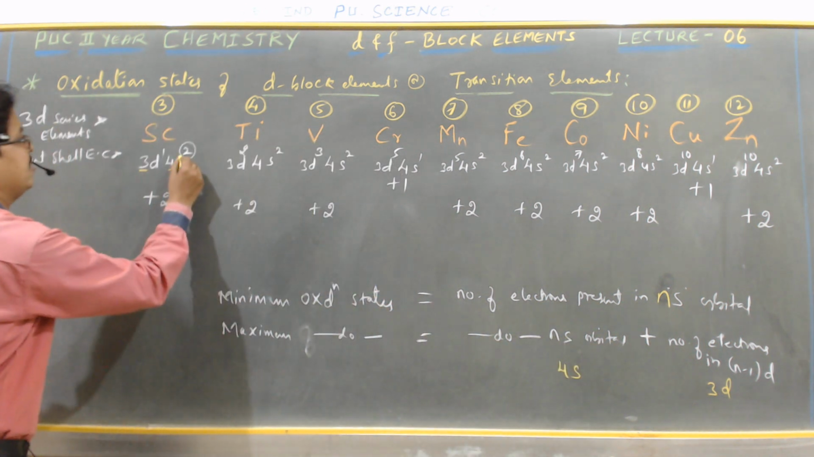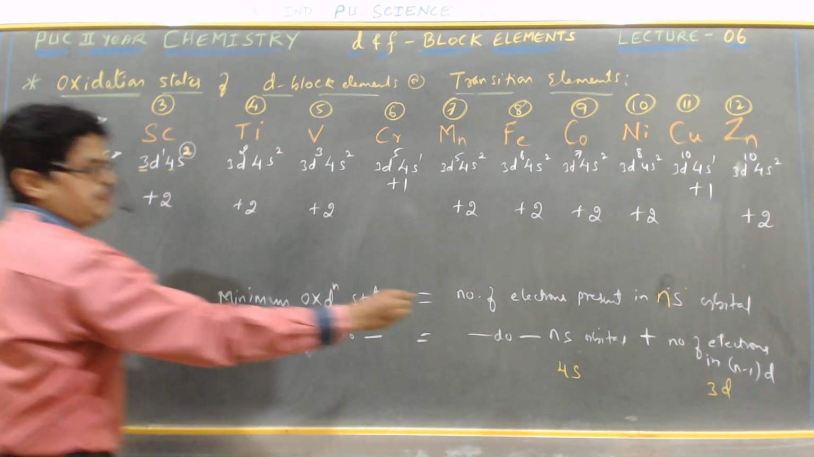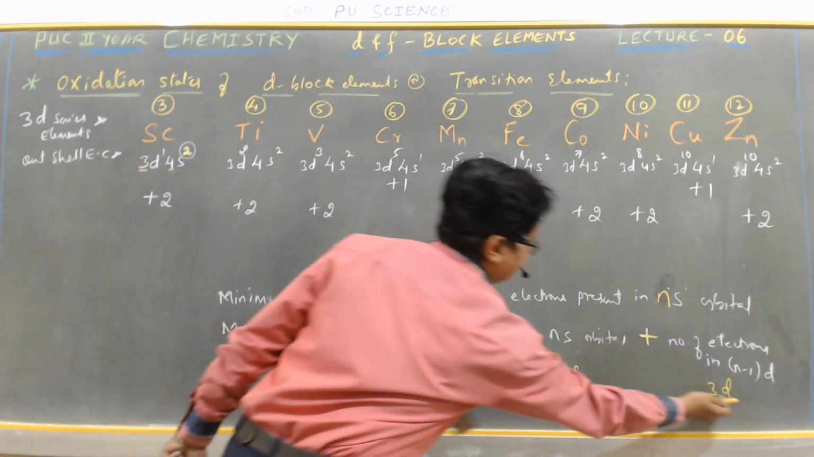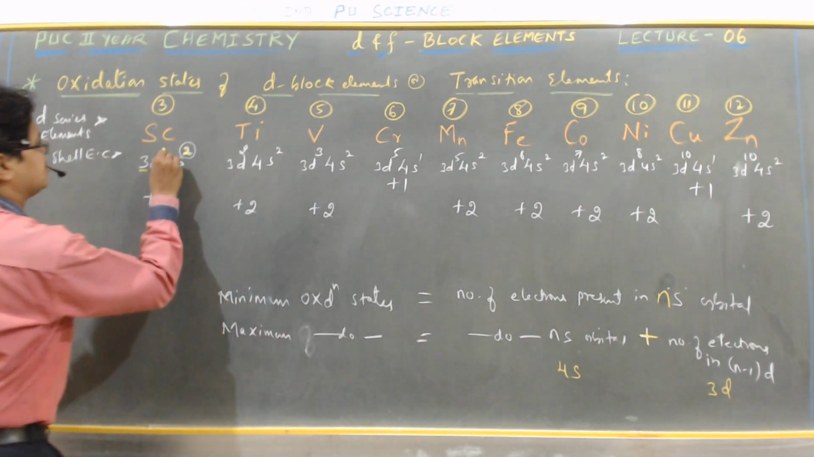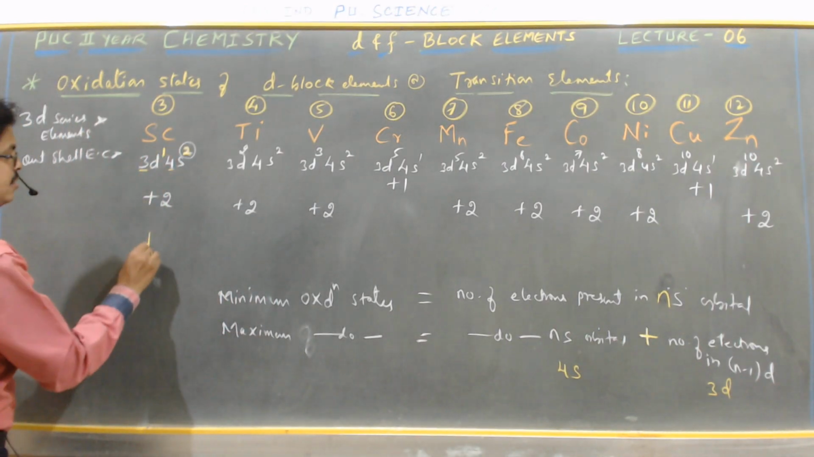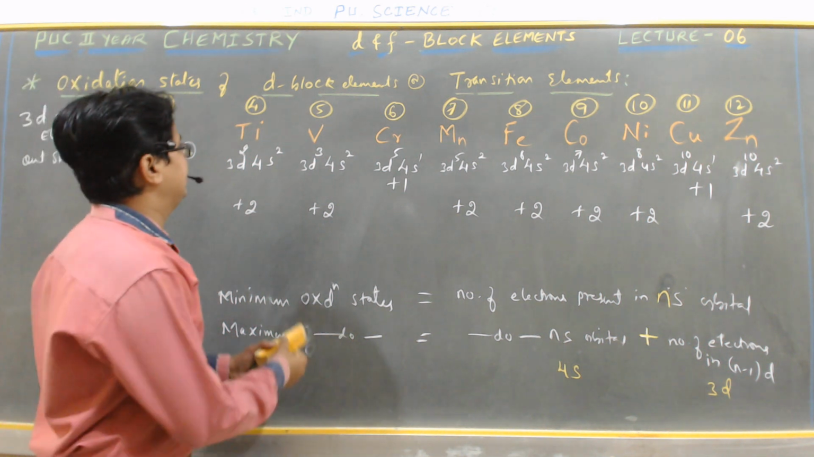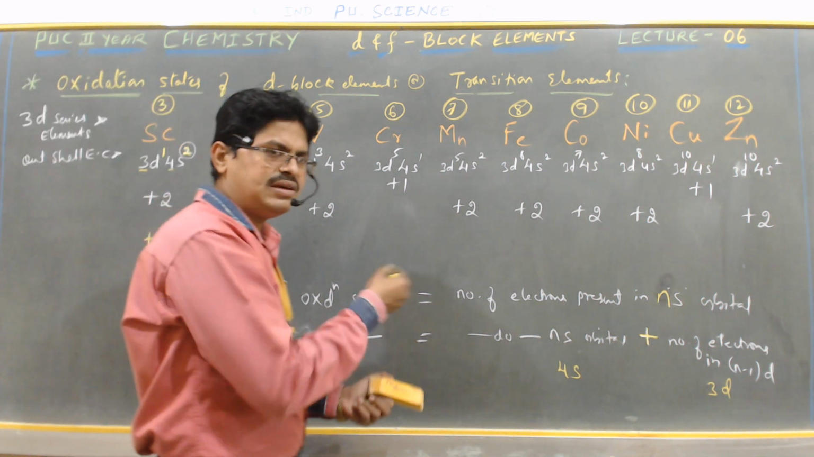How many electrons are there? 2 are there, plus the number of electrons from n-1d, meaning 3d. 3d contains how many electrons? 1 electron. 2 plus 1, that is 3. Similarly, titanium. Let me show it like this.